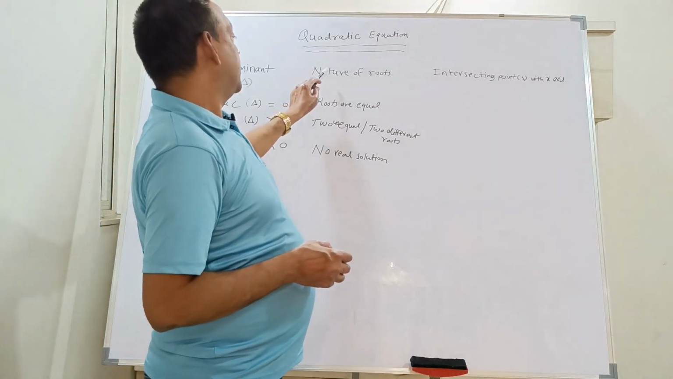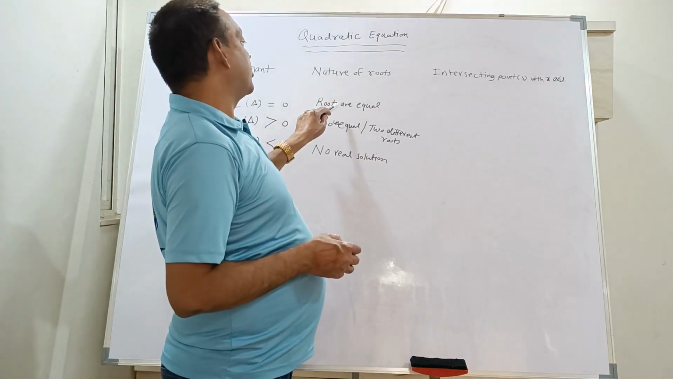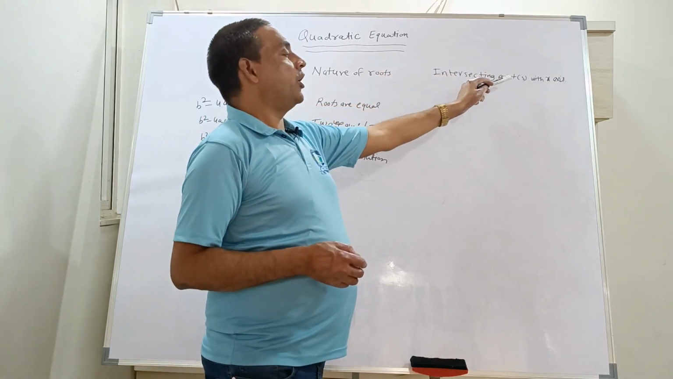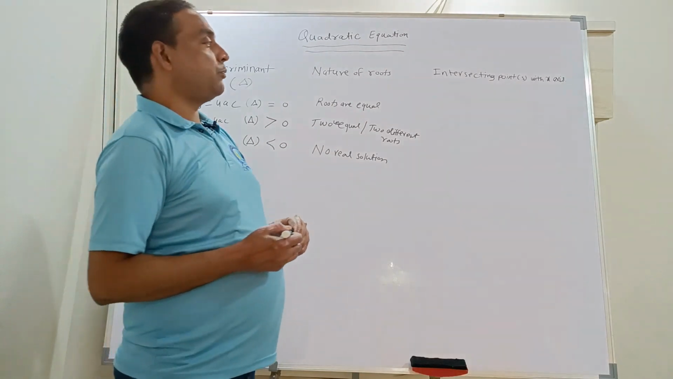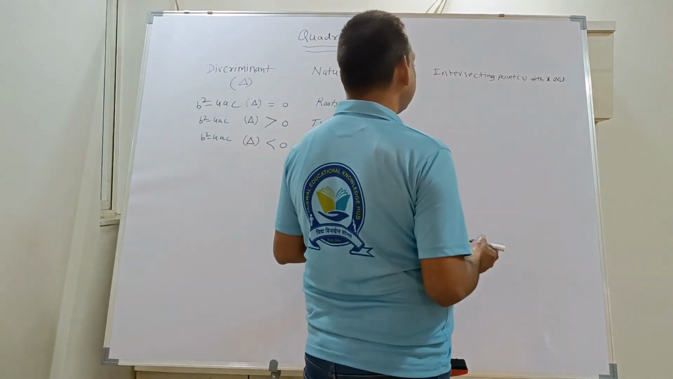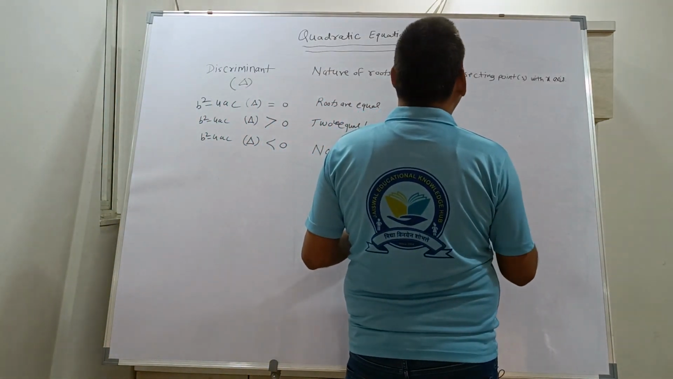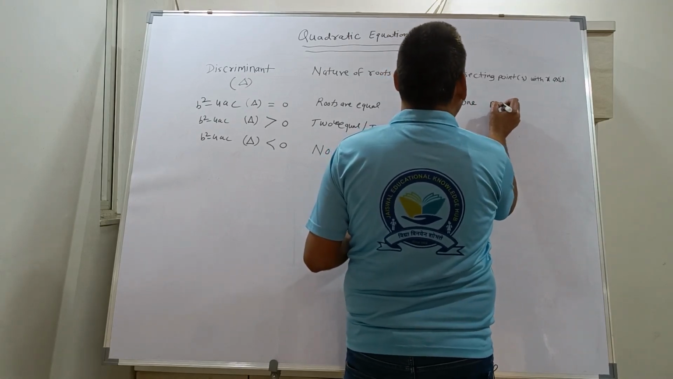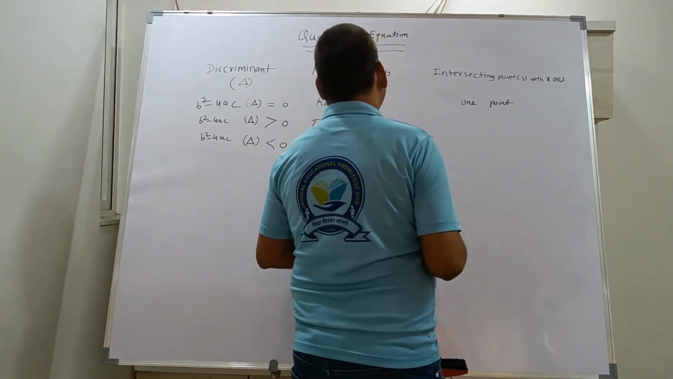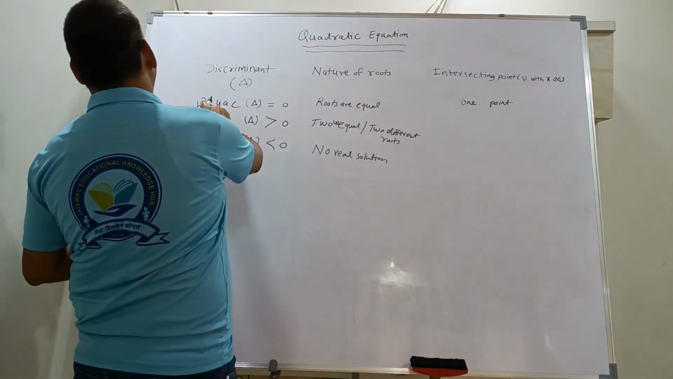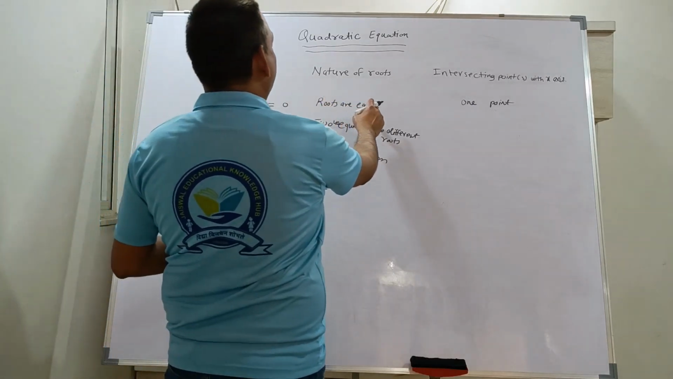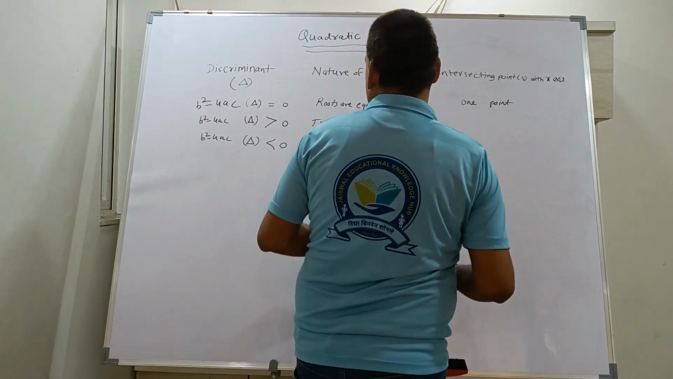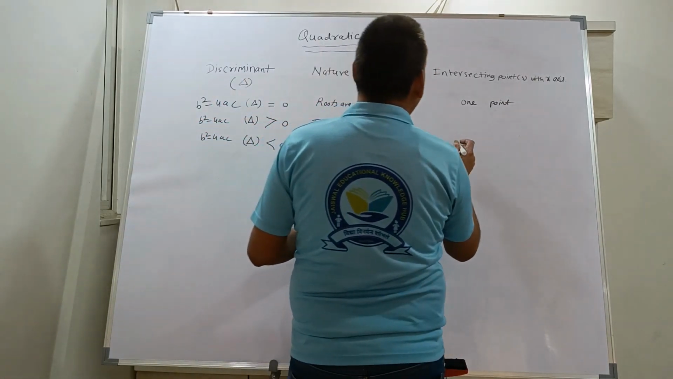Okay, if the nature of the roots is only one equal root, roots are equal, then how many points will they intersect with the x-axis? They will intersect at only 1 point. If b square minus 4ac is equal to 0, then the roots are equal, and they intersect the x-axis at only 1 point.